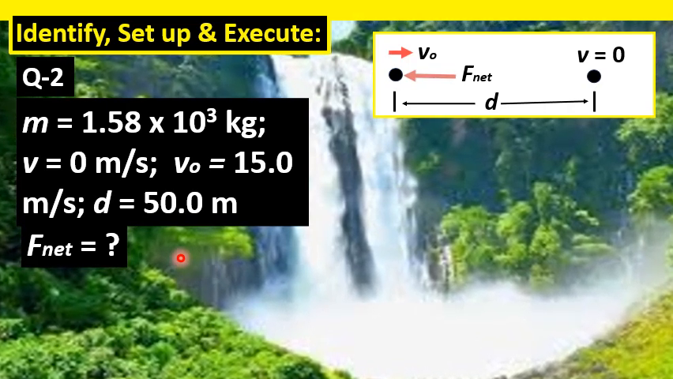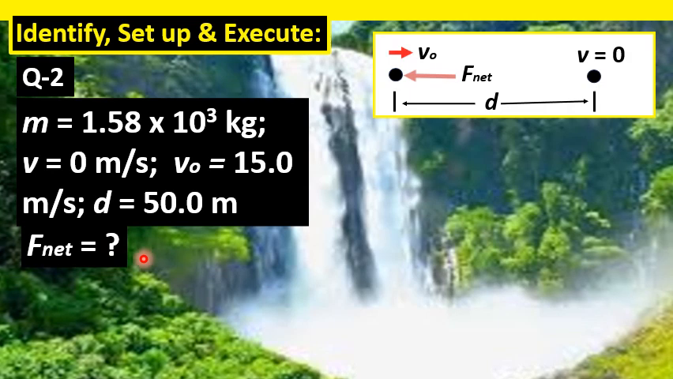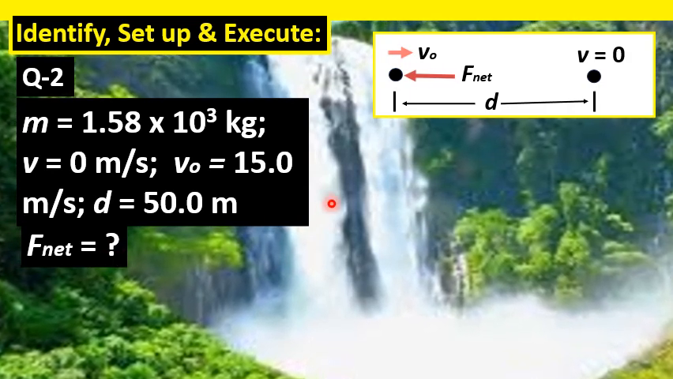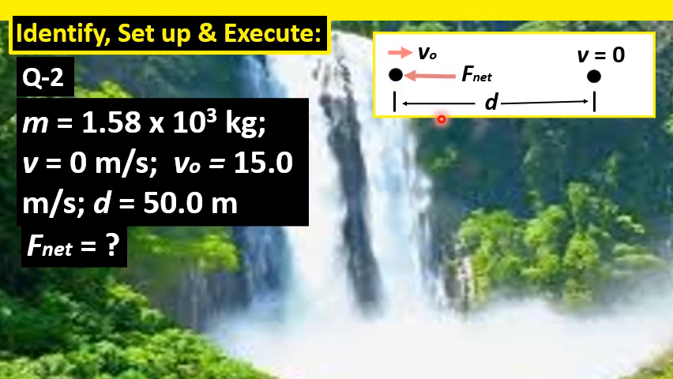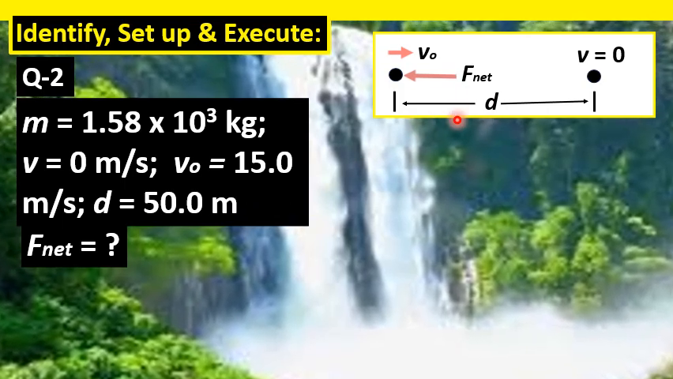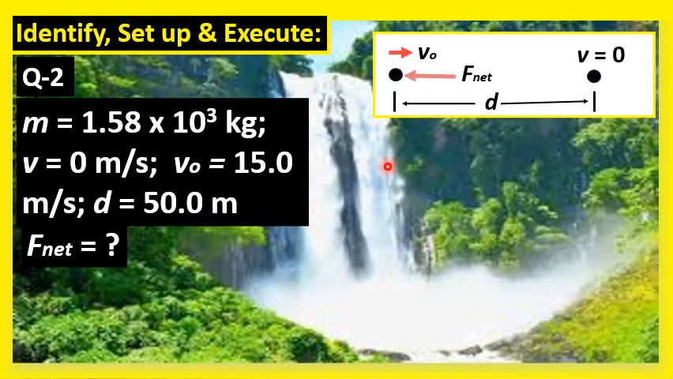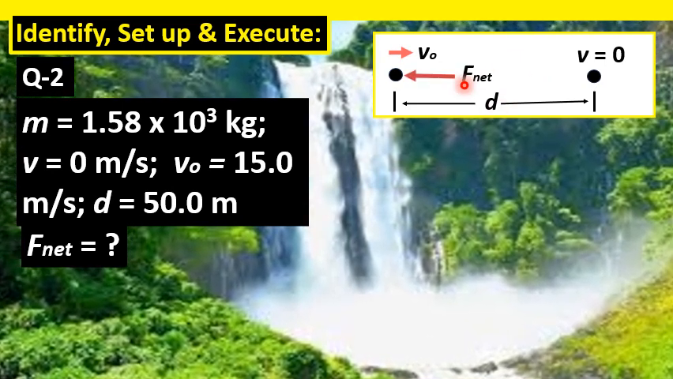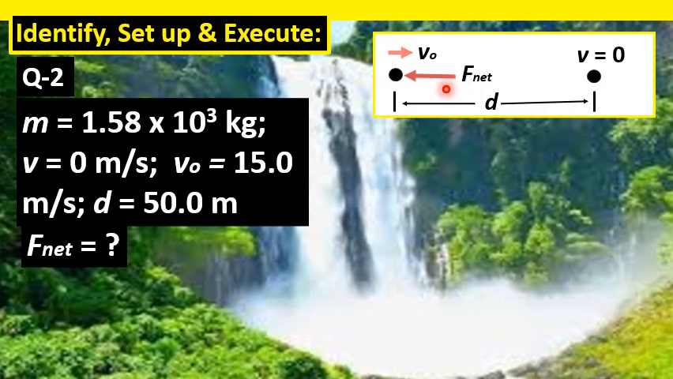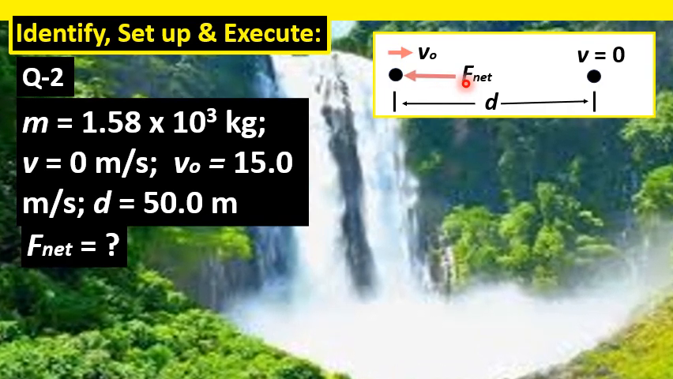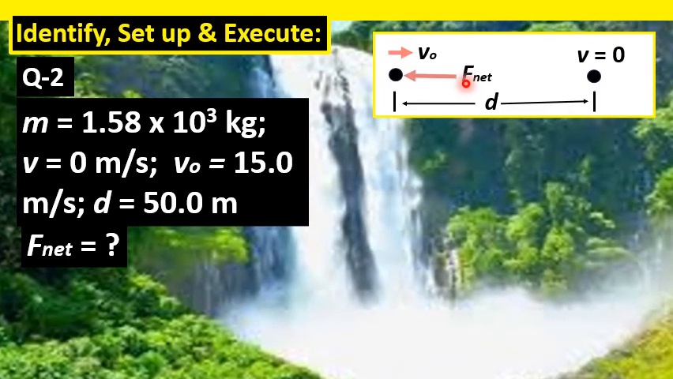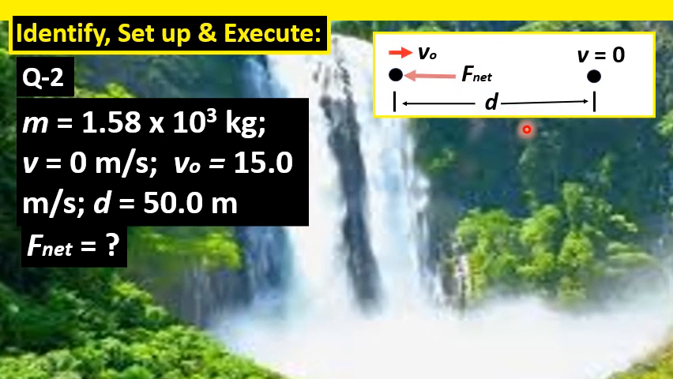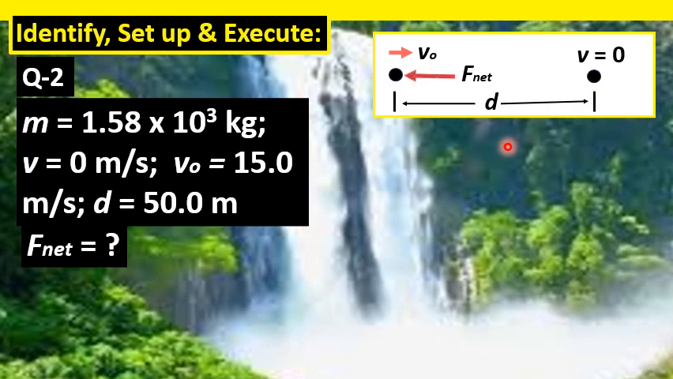All right, this net force is necessary to bring the car to a full stop after it has moved a distance of 50.0 meters. In the diagram, we indicate this net force as being directed opposite to the motion of the car. All right? Now, you might be asking, where is this net force coming from?